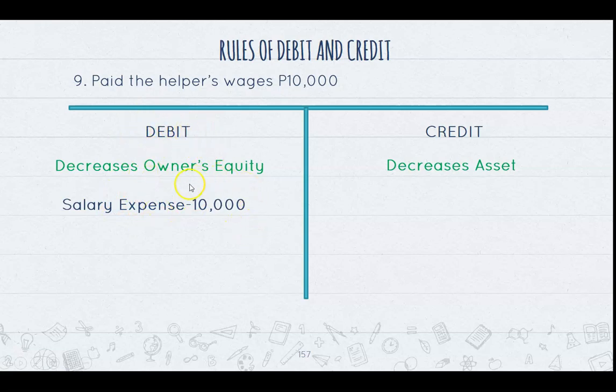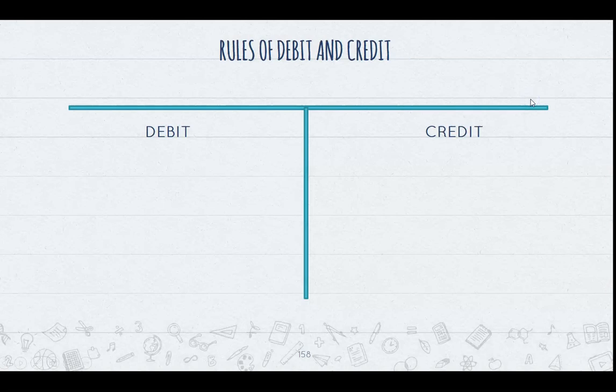Okay, magkano daw? 10,000 pesos. So, dahil binayad mo, anong ibinayad mo? Okay, binayad mo ay peso. Okay, cash. Okay, nawalan ka ng cash dahil binayaran mo yung iyong salary ng iyong helpers. Okay, we are done with transaction number 9. We can now proceed to our transaction number 10.